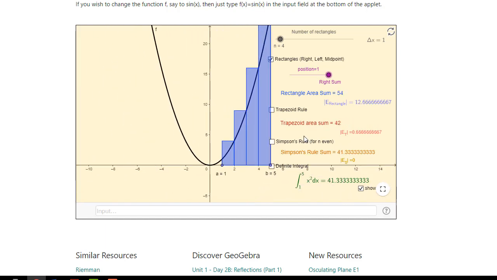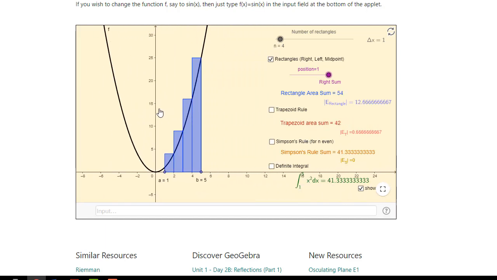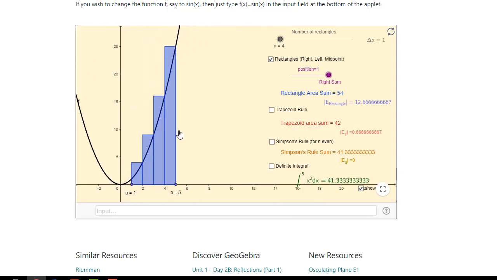So let me zoom out. I'm just using the scroll button on my mouse. Okay? So from 1 to 5, we're looking at the integral from 1 to 5. So we can see the exact value down here is 41.3333, so 41 and a third. And we can see that our midpoint, where was our midpoint? Our midpoint was the 41 that we got.